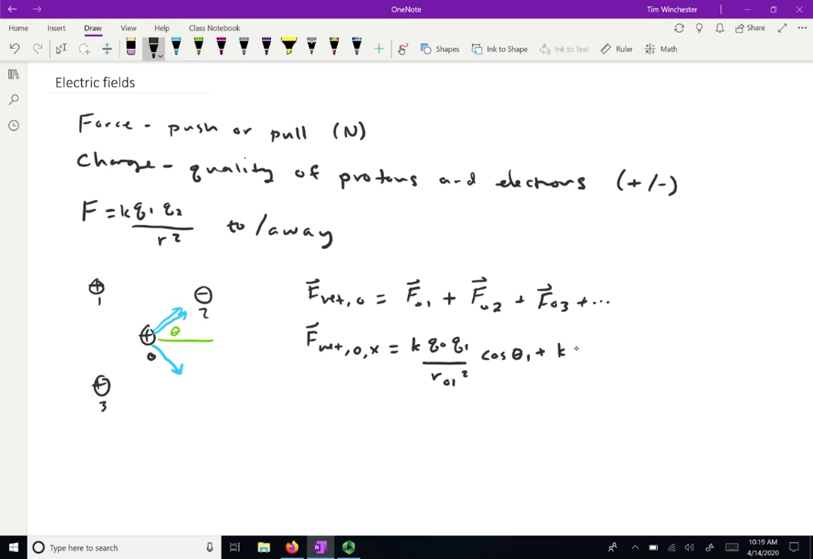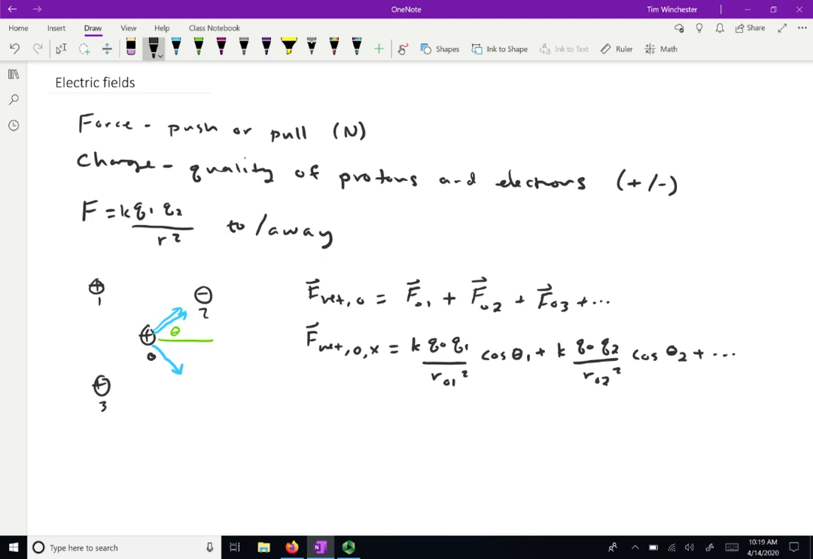So I would do k, q0, q2 to find the force from particle 2 over r02 squared, and then I would use its angle, theta 2, relative to the x-axis to get that x component. And then you would keep going. Okay, and then you would repeat that whole process for the y component, you'd repeat that whole process for the z component, and eventually you end up with the total force.